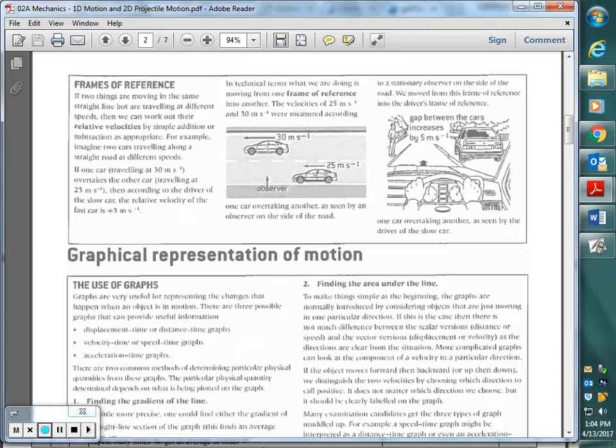That doesn't change what they're actually doing. They're still both moving 30 meters per second and 25 meters per second, but how we describe them is a little different. Your frame of reference determines how we describe those things. It really doesn't matter. Any answer is just as valid as any other answer. It's just a matter of how we describe it. Good.